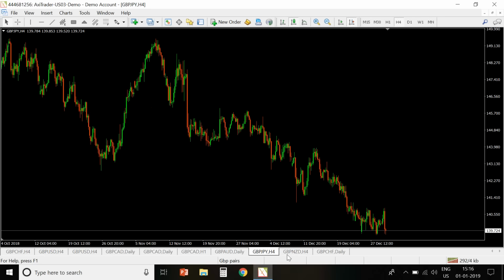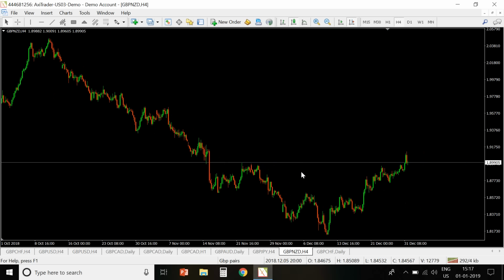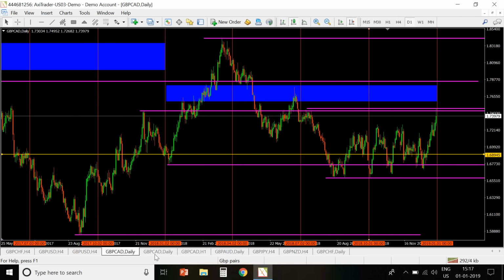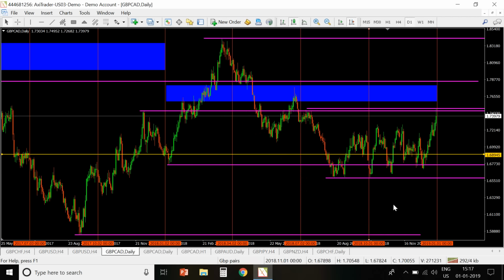See here, GBP JPY, GBP New Zealand. This is enough. Actually, I have taken 4 or 5 pairs here, which altogether we will combine and discuss, and based on these pairs, I'm going to take a trade on GBP CAD. You can even trade JPY or some other pairs by using these pairs, I mean GBP CHF, USD, etc. So I've been concentrating on one pair, GBP CAD.